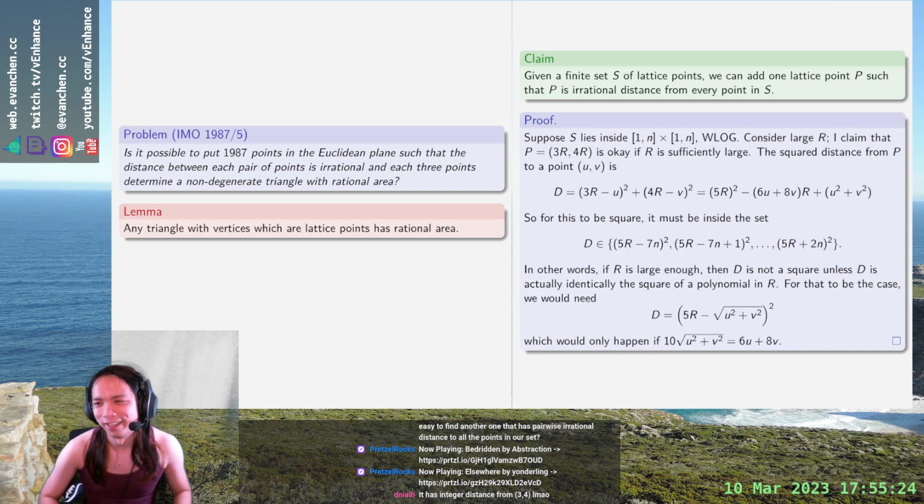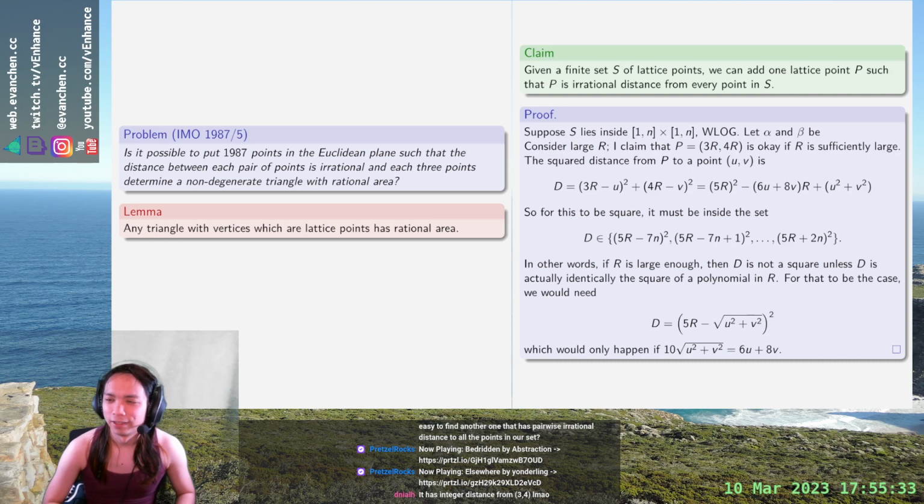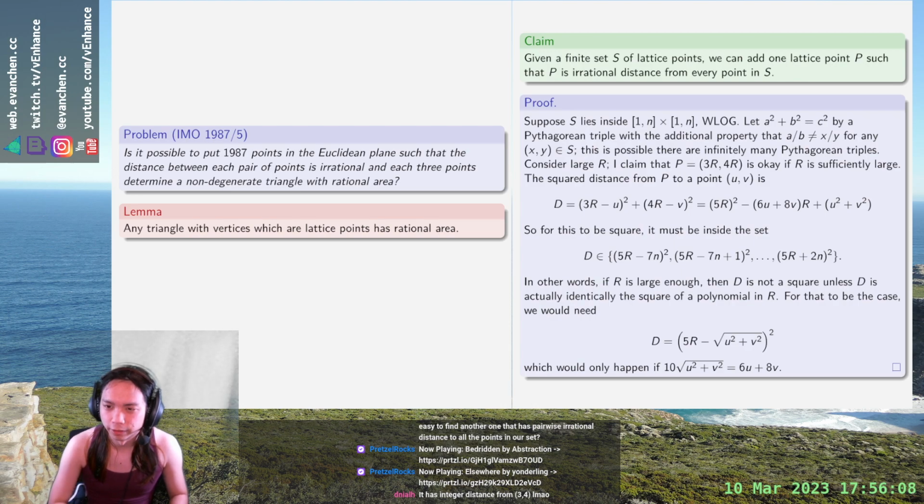Let alpha and beta be integers such that x over y does not equal that ratio. So we're going to remove that obstruction. Actually, let a squared plus b squared equals c squared be a Pythagorean triple with the additional property that a over b does not equal x over y for any x, y, and s. And this is possible because there are infinitely many Pythagorean triples. So we're going to do the whole thing that I just did, except instead of 3 and 4, I'm just going to write a and b, and it should just work now.